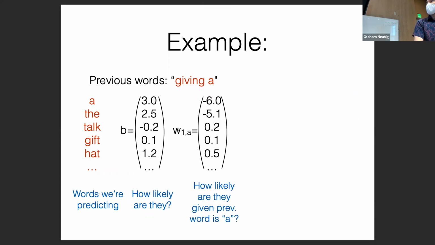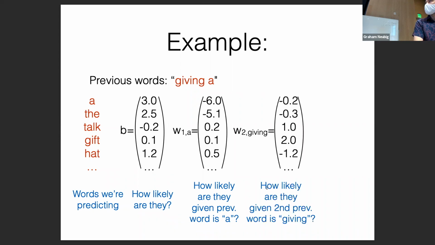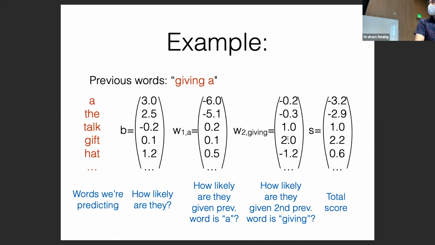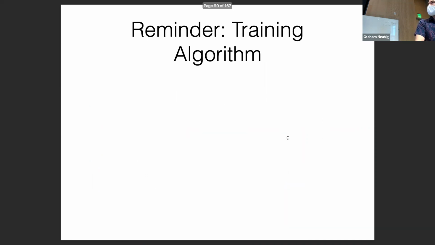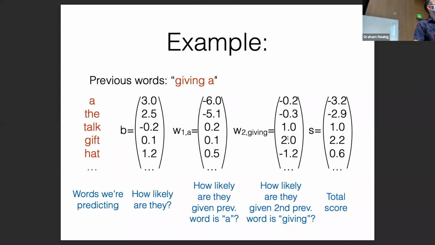Then we have a weight corresponding to whether the previous word is "a." Given that the previous word is "a," it's very unlikely that the next word is going to be "a" or "the," especially compared to the overall probability. And then we'd also have a feature corresponding to how likely something is given that the second previous word is "giving." This might upweight "talk" or "gift" because these are things you tend to give, right? Then we combine all of these together into a score and feed the score into the softmax function to calculate a probability.